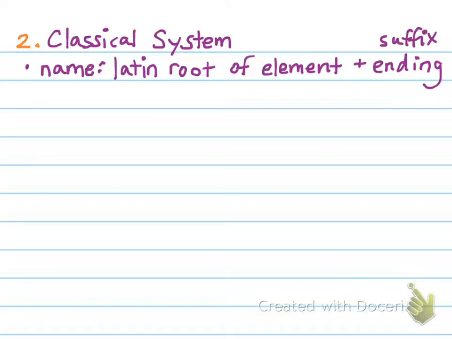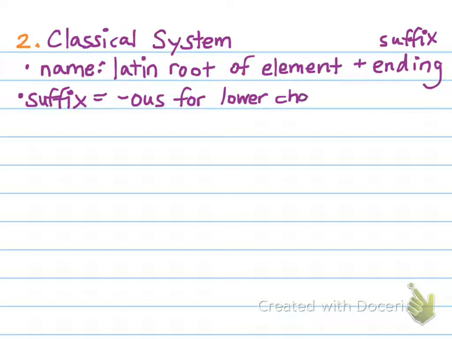Now, what are those endings? What are those suffixes? Okay. Ous for the lower charged ion, and ic for the higher charged ion.